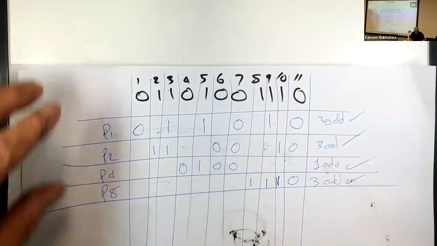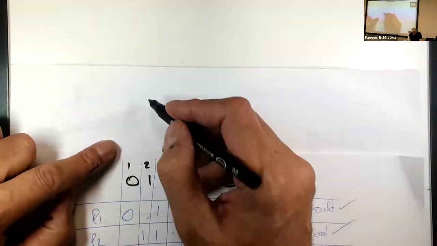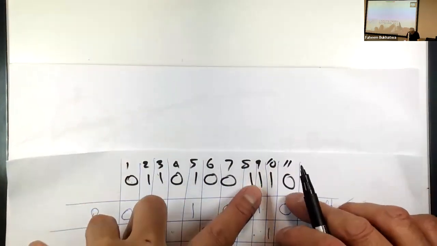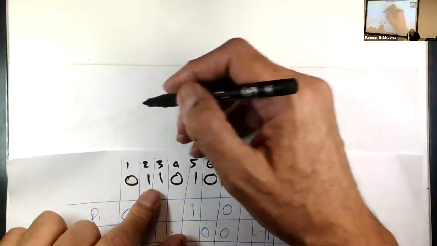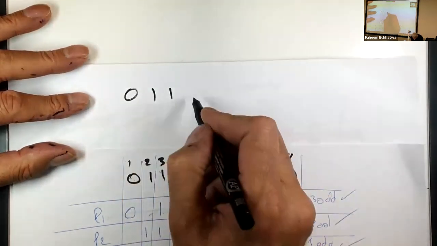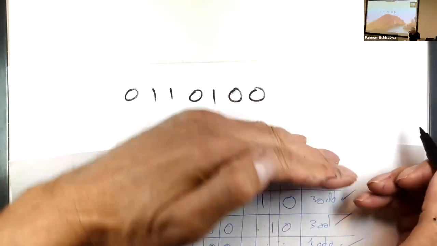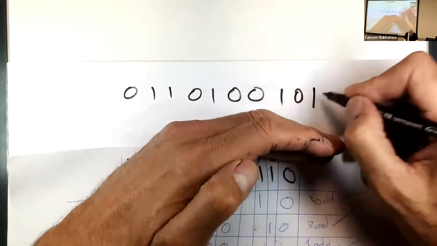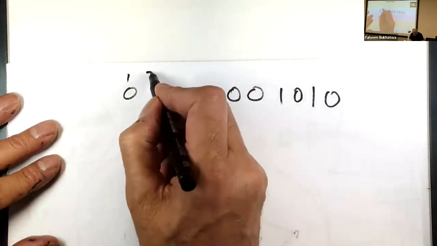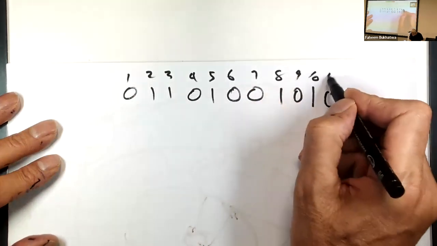Now, again, I'm gonna do the same trick, guys. Right, so it's 0, 1, 1, 0, 1, 0, 0, 0, 1, 0, 1, 0. Now, this is the frame received using Hamming code. This is position 1, 2, 3, 4, 5, 6, 7, 8, 9, 10, and 11.